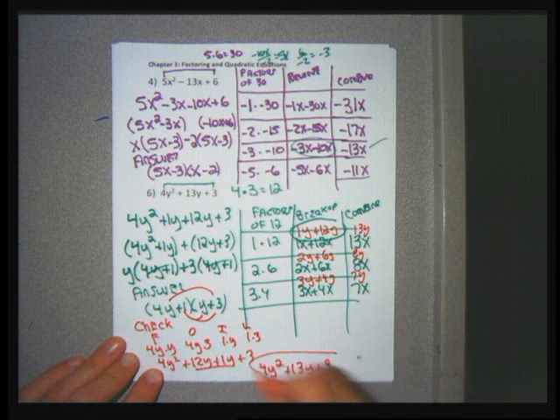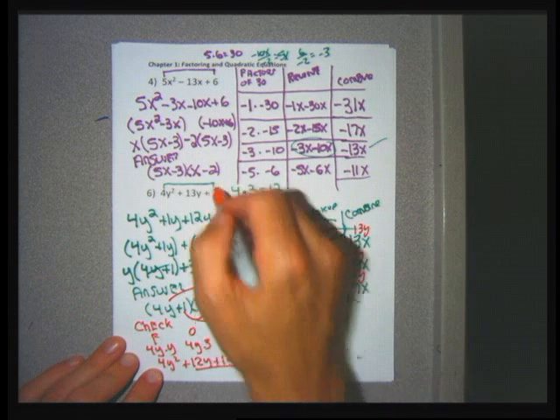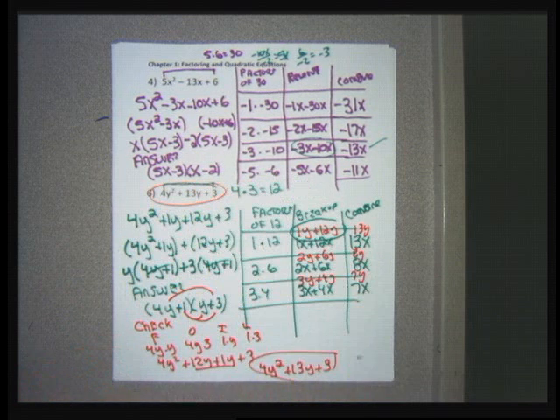When I look at the result of my foiling compared to the original problem, because they're exactly the same, my answer is correct. That's the only time I know my answer is right when I'm factoring a trinomial, is if after I FOIL it out, I get exactly the original problem.